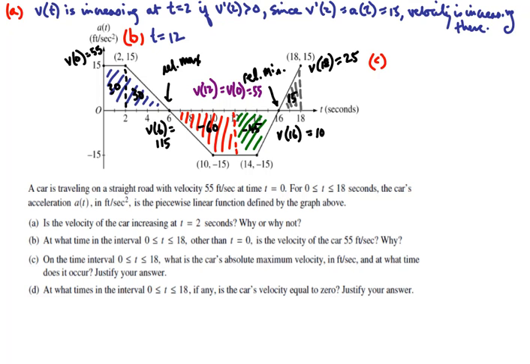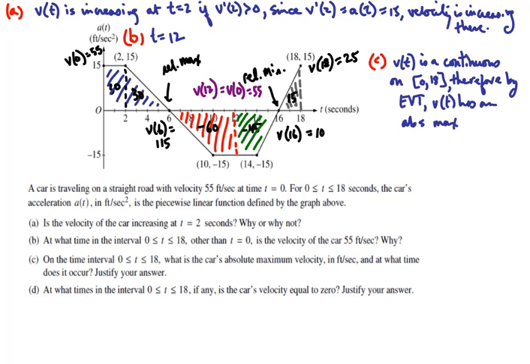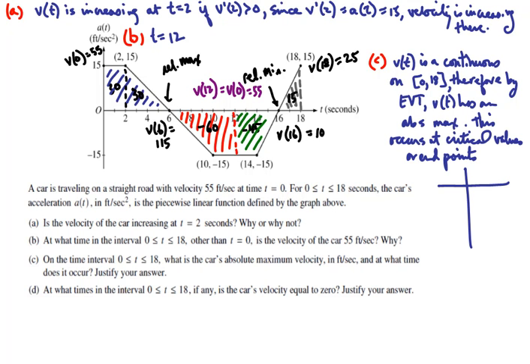Okay, for part C, on the time interval from 0 to 18, what is the car's absolute maximum velocity, and at what time does it occur? Well, since velocity is a continuous function on 0 to 18, by the extreme value theorem, velocity must have an absolute max, and this will occur at either critical values or endpoints. So we make our table. The critical values are where v prime is 0, that's where acceleration is 0, at 6 and 16. The endpoints are 0 and 18. We've already calculated the values that we need. The absolute max velocity is 115, and the time it occurs is 6.